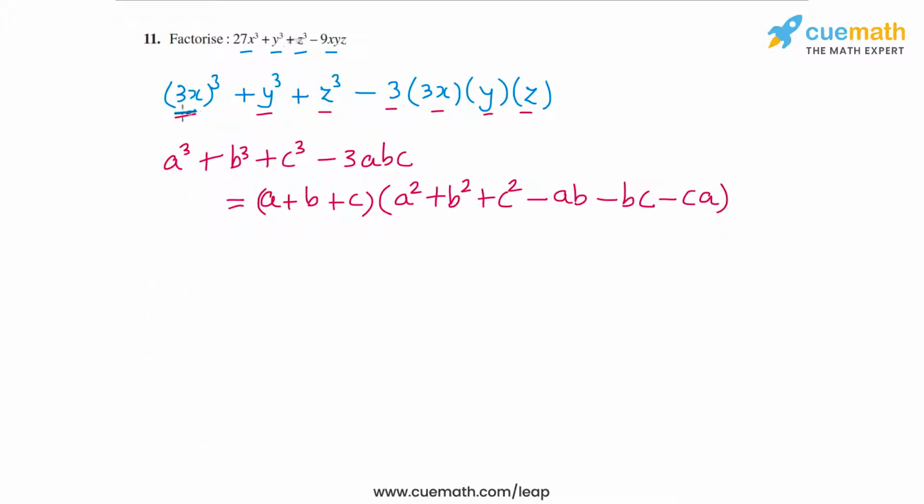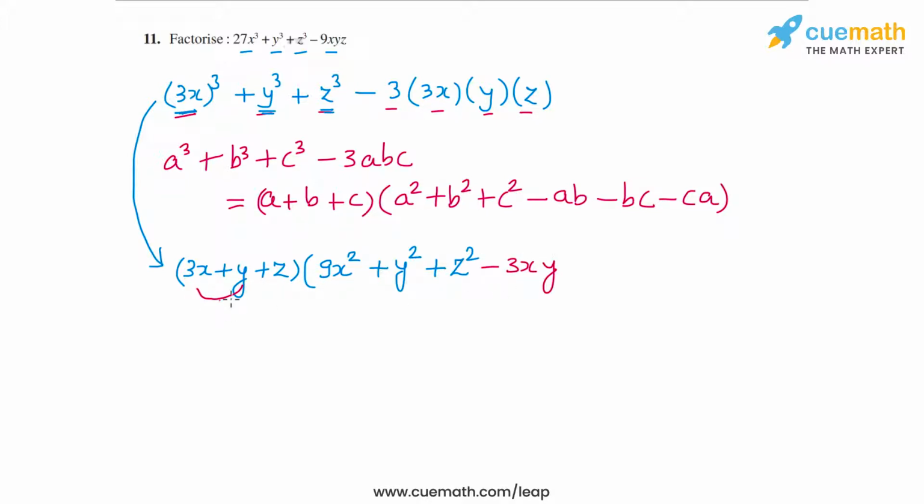So in this case, we have a is 3x, b is y, and c is z. So we will have this expression factored as 3x plus y plus z times a square, so that's 9x square, plus b square is y square, c square is z square, minus ab. So what is ab? ab will be 3x times y, so minus 3xy, then minus bc, and bc will be yz, so minus yz, minus ca, so minus 3xz. So this is the factored form of this expression.